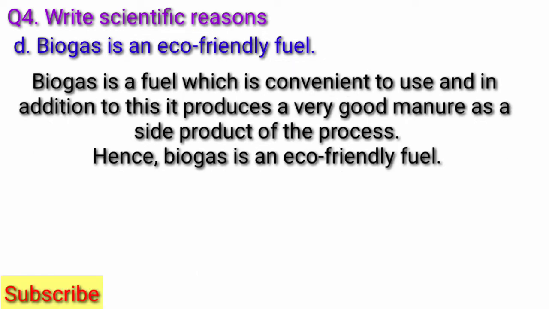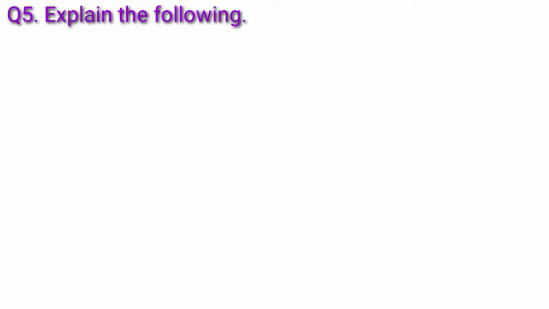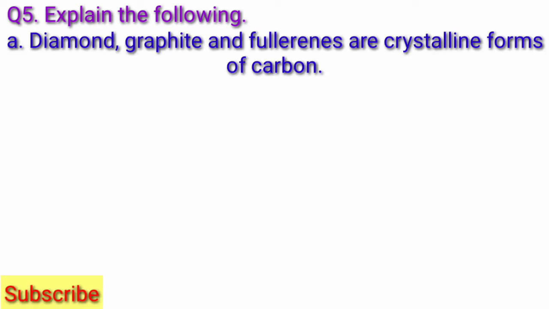Biogas is a fuel which is convenient to use, and in addition to this, it produces a very good manure as a side product of the process. Hence, biogas is an eco-friendly fuel. Question 5. Explain the following. Question A. Diamond, graphite, and fullerenes are crystalline forms of carbon.